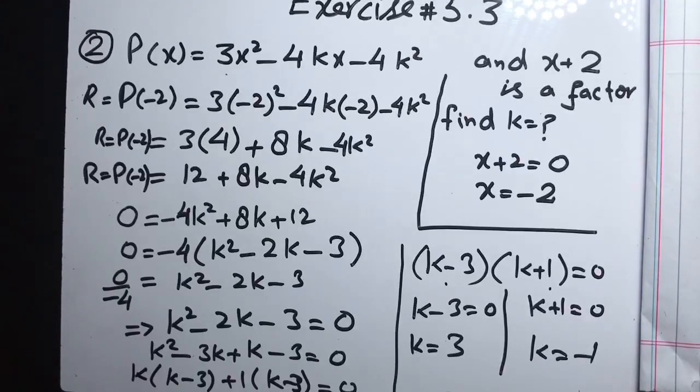Now if you understand part number 1, then you can solve part number 2. The question number 3 is also the same. In question number 3, without actual long division, determine whether x minus 2 and x minus 3 are the factors of the polynomial p of x, that is equal to x cube minus 12x square plus 44x minus 48.